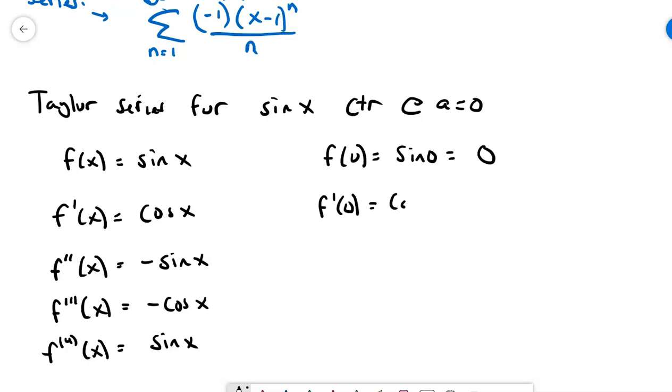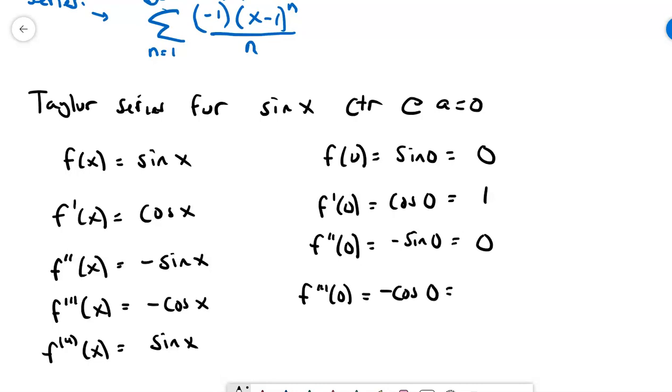F prime of 0 means the cosine of 0, which is 1. F double prime of 0 means we're back to the negative sine of 0, so negative sine of 0 is still 0. If we evaluate negative cosine of 0, cosine of 0 is 1, now tack on the negative sign, I get negative 1. You can see what's going to happen when I go back to this sine x over here: it's just going to keep repeating 0, 1, 0, negative 1, 0, 1, 0, negative 1. All right, what does that mean?